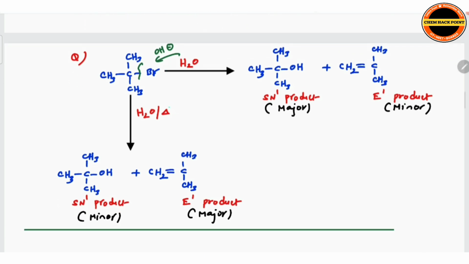But the same reaction along with heat given. Then what do we need to check here? The SN1 product forms and the E1 product forms, but high temperature favors the elimination reaction. So in this case, the alkene is the major product, which means E1 is the major product. Now you can observe this trick: whenever high temperature is given, the elimination product is major. Whenever low temperature is given, the SN product is the major product.